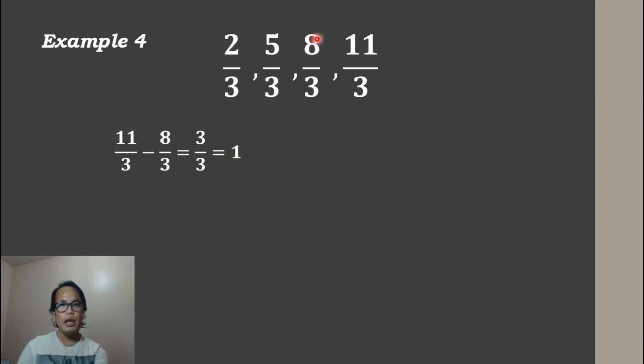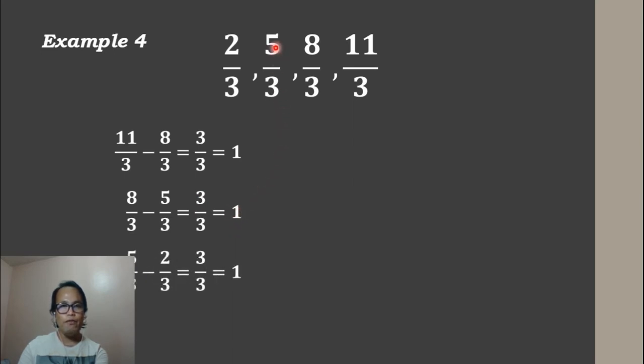Then we proceed. 8 over 3 minus 5 over 3. The same process, similar fractions. So we copy the denominator 3 and we subtract the numerators. 8 minus 5 is 3, which is 3 over 3, equal to 1.